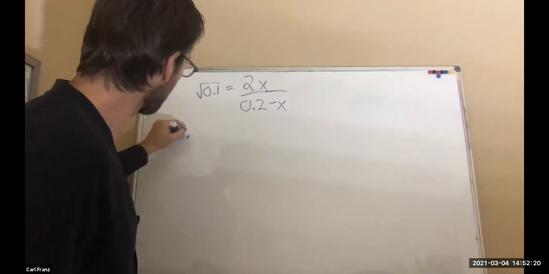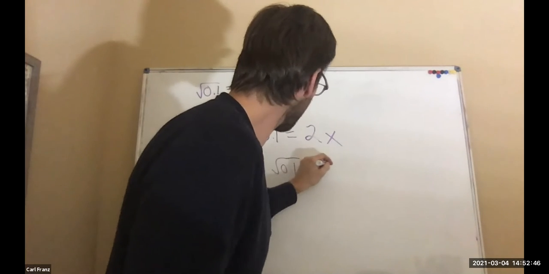This is where it got uncertain. After we have the square root of 0.1 equals 2x over 0.2 minus x, I thought multiply by the 0.2 minus x on both sides, and then you get that equaling 2x, and then distribute the square root of 0.1 minus x equals 2x.